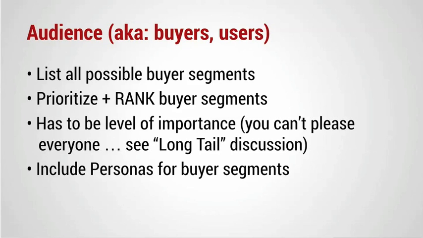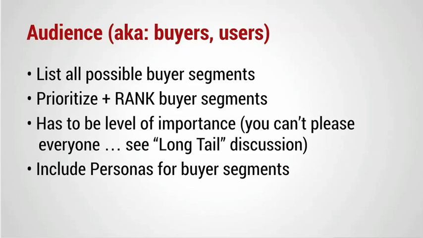And then you're going to prioritize and rank those buyer segments. So you have to decide who is the most important buyer, and there has to be a level of importance. You can't please everyone with your content. This goes back to the whole discussion on the long tail. If you make something for everybody, you're not leveraging that long tail. You're not meeting the niche audiences where they are when they need the content. You're making a one-size-fits-all solution, and you've all had a one-size-fits-all piece of clothing, and guess what? It didn't fit. So you have to rank buyer segments and prioritize them.